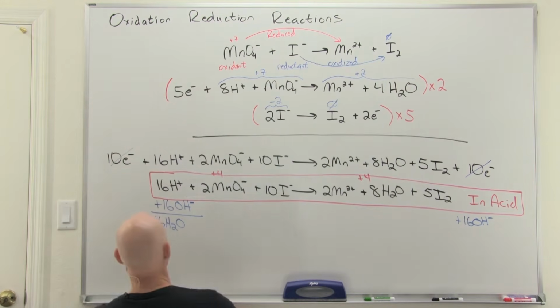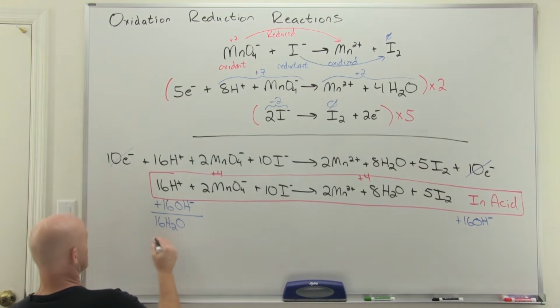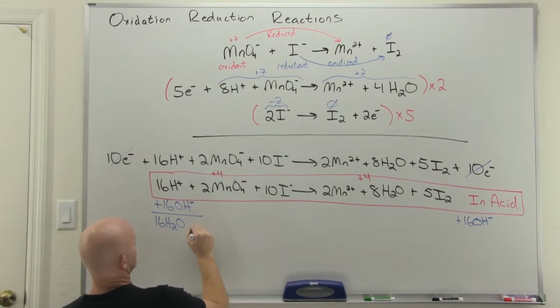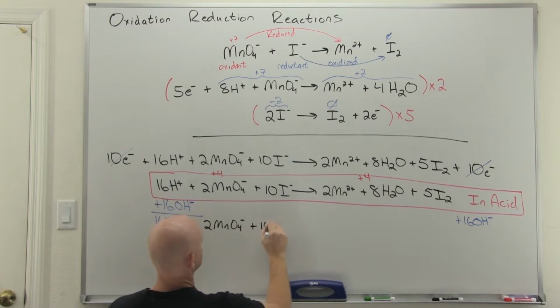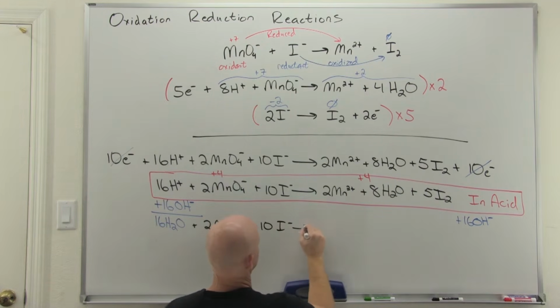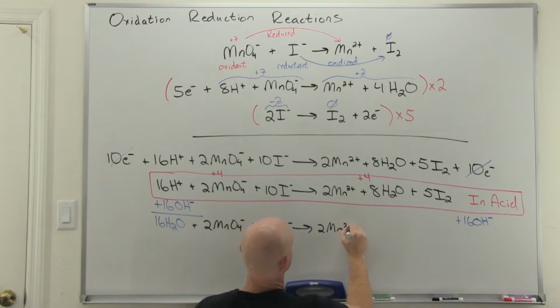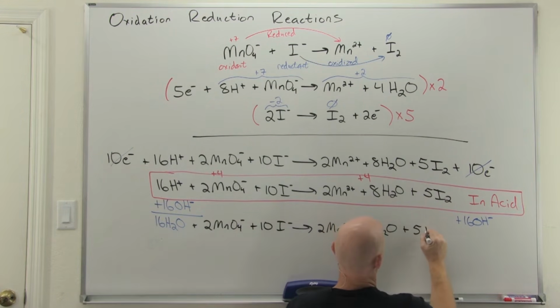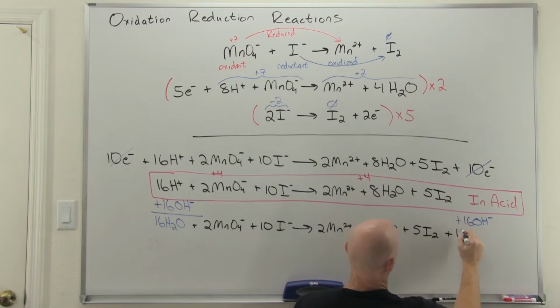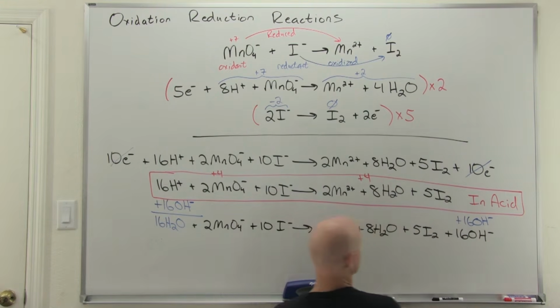So let's write this thing out now, yet one more time. In fact, we'll have one more after that. So we've now got our 16 waters. In fact, they're already there. And then we've got our 2 MnO4 minus, our 10 I minus, 2 Mn2 plus, 8 waters, 5 I2s, and I'll make sure we don't forget those 16 OH minuses.